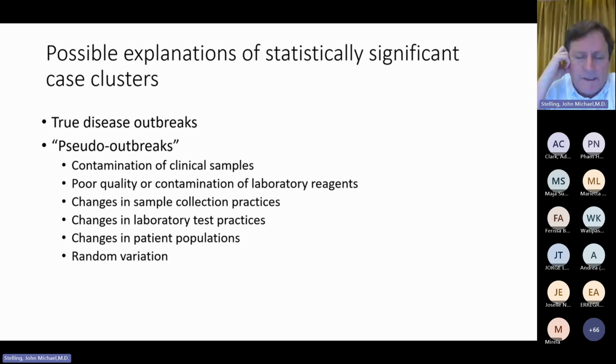So WHONET and SaTScan find very well statistically significant case clusters. Is that a true outbreak or not is a different question, but it's an important question. WHONET is very good at finding clusters. If they are true clusters, that's good. If they are all false positives, that's bad. So we'll come back to that at the end of this presentation when we talk about validation and assessment of the results.